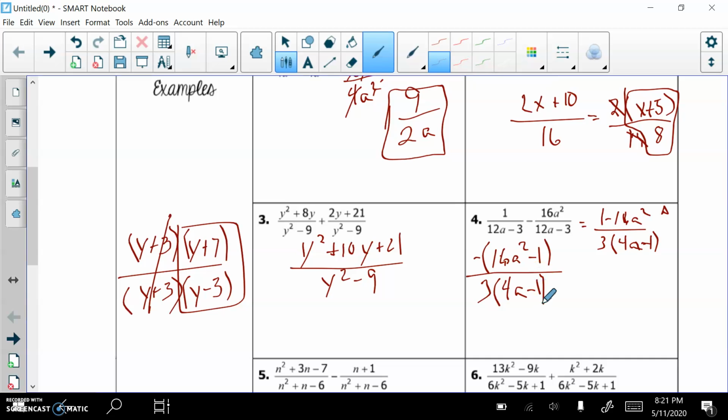And again, just like that last lesson, you can pretty much guarantee that there's going to be some canceling happening here. So when you take 16a squared minus 1 and factor, you still have that negative sign. That's 4a plus 1, 4a minus 1 over 3 parentheses 4a minus 1. Those cancel. Sorry. And that's your answer. Negative 4a plus 1 over 3.